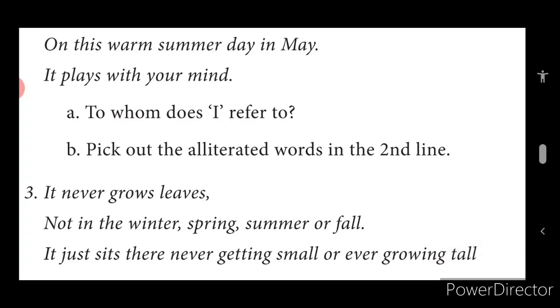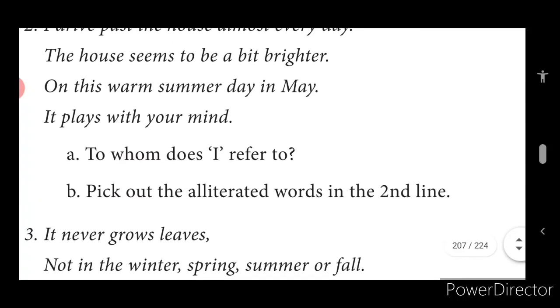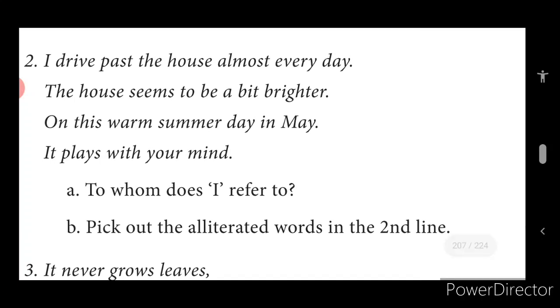Pick up the alliteration word in the second line, children. Second line. See, the house seemed to be a bit brighter. What are the alliteration words here, children? Yes, girls, from the second line, you can pick out the alliteration words. Okay, that is bit and brighter.